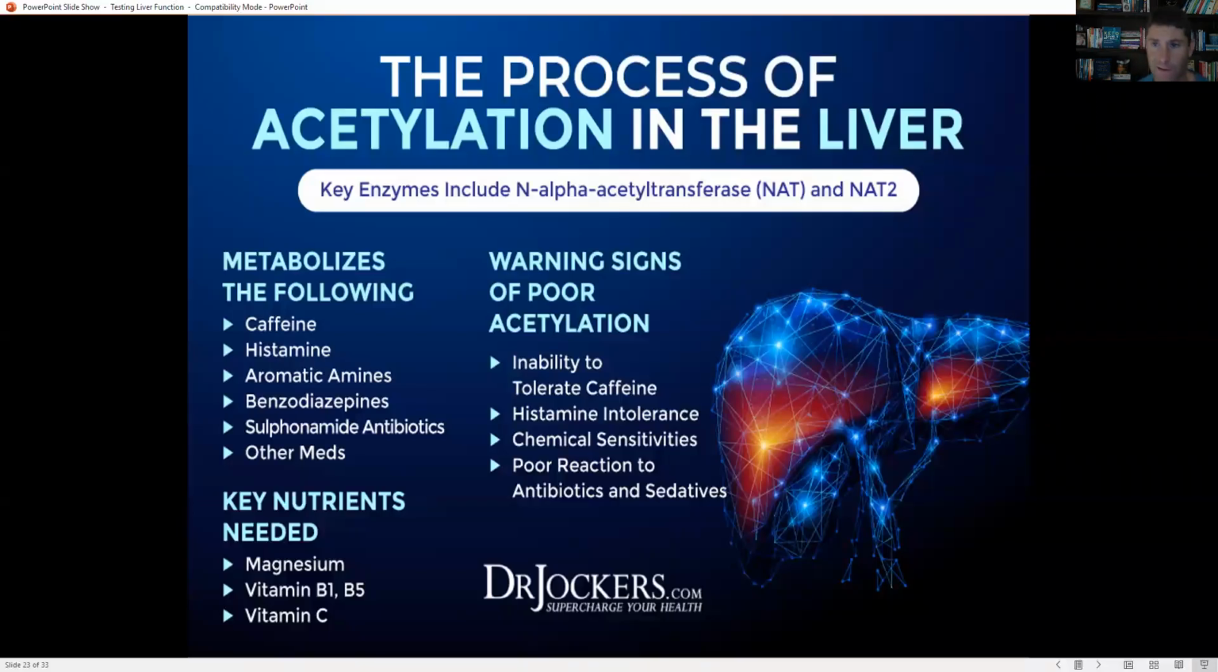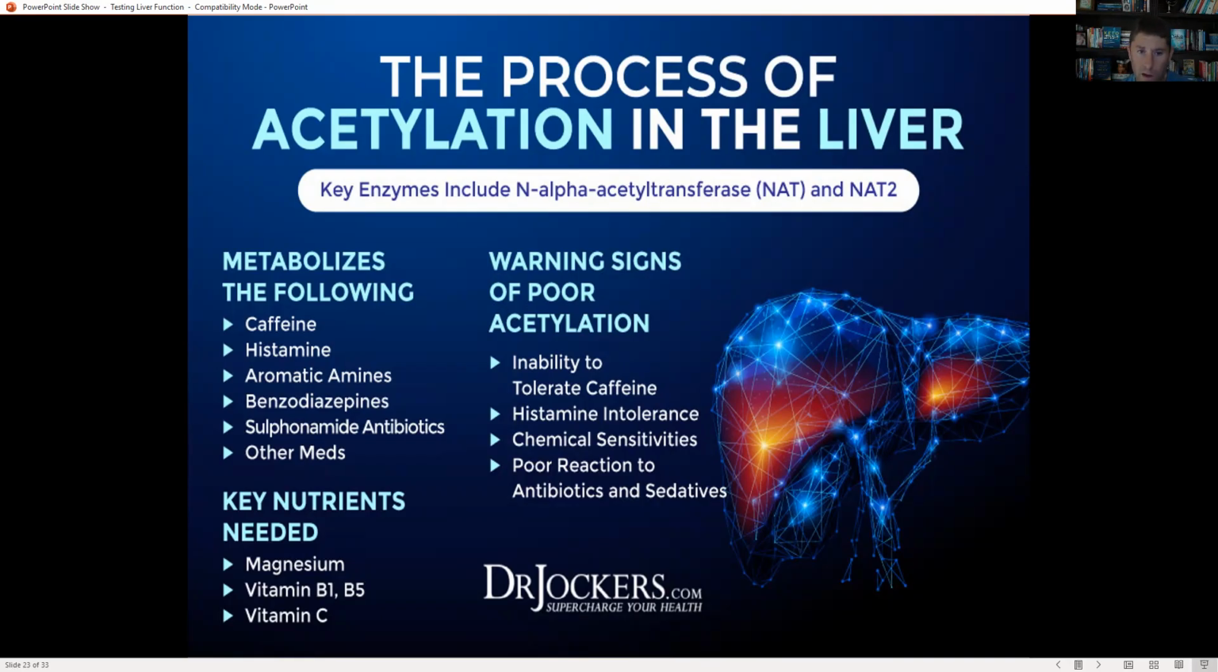Now let's talk about acetylation. Okay, this depends on key enzymes, the NAT1 and NAT2 and alpha acetyltransferase enzymes, which are very, very important here. Okay, and acetylation basically takes an acetyl-CoA molecule and attaches it to a toxin, right? So that's basically what it's doing. Very important for metabolizing caffeine.